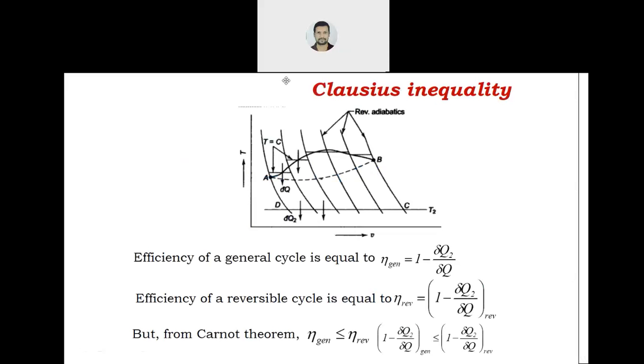Now, in the third law of thermodynamics, we will read about the Clausius inequality principle. In the previous session, we have seen the Clausius theorem. Now this is the Clausius inequality principle. Now how does it work? See, this is the diagram, the temperature entropy diagram.